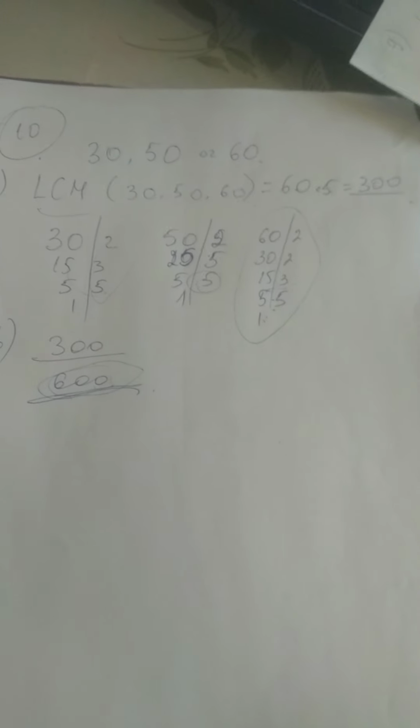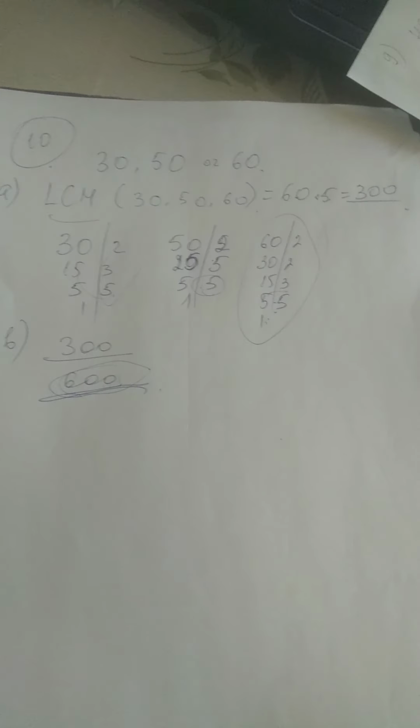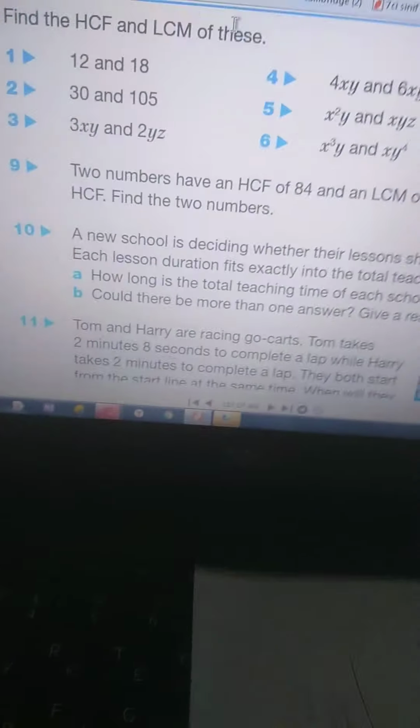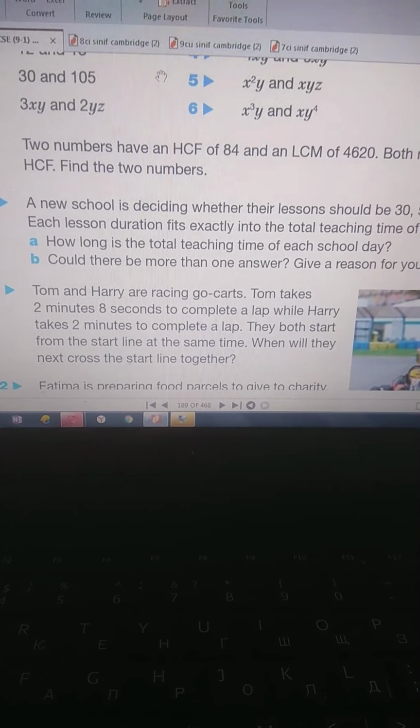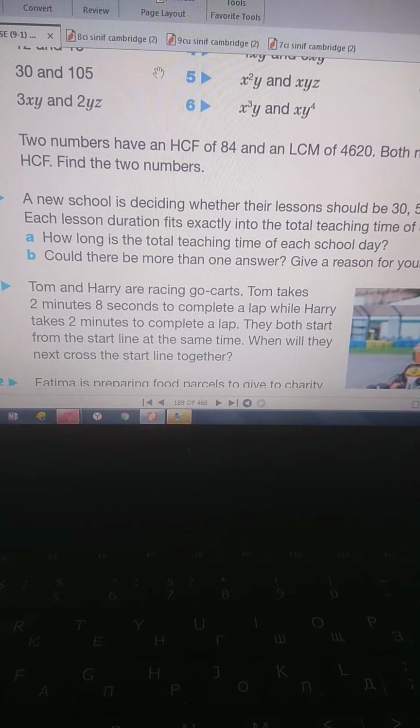And this is number 10, A and B. And also now number 11, guys. Number 11, I want to show you the exercise. Number 11, Tom and Harry are racing go-karts.